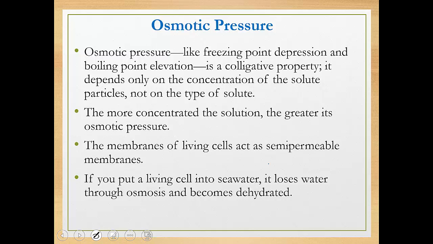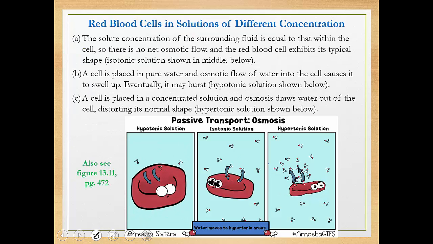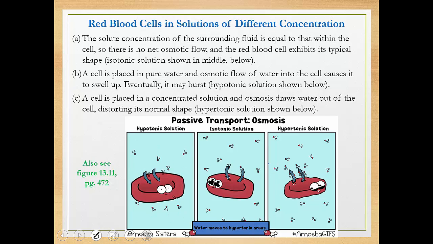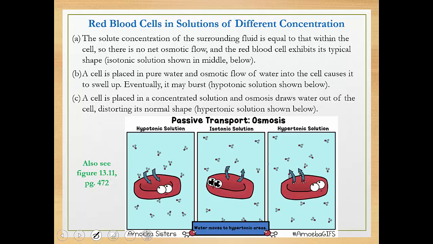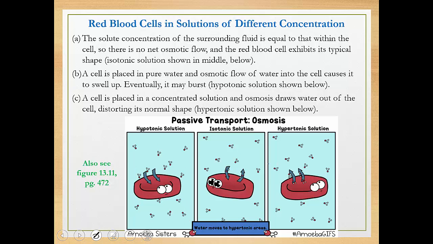Now, what does that mean in terms of practical applications? Well, living systems have figured this out a long time ago, and membranes in living cells are semi-permeable membranes. They're like little osmotic cells. So if you put a living cell into seawater or salt water, it loses water through osmosis and becomes dehydrated because it's got a semi-permeable membrane. You can look at this by putting blood into salt water. You have a static figure of this in your book, page 472, figure 13.11, but I like this motion version much better to see what's going on.